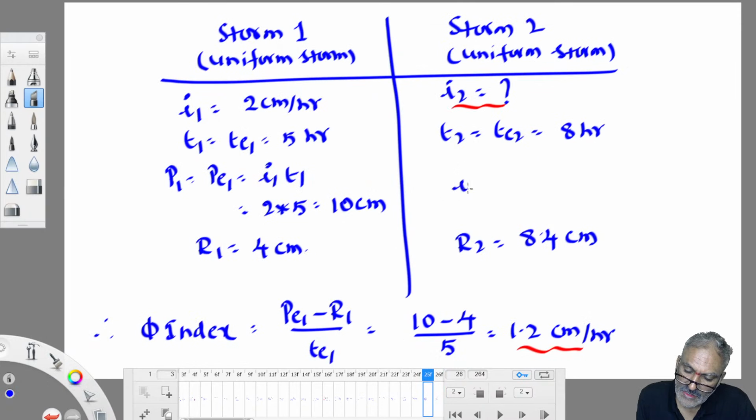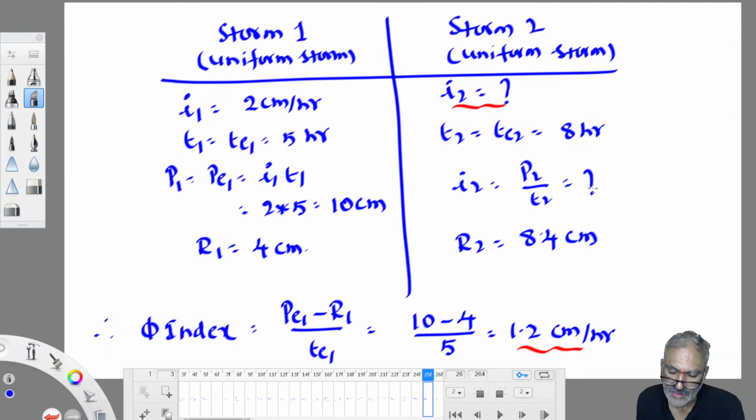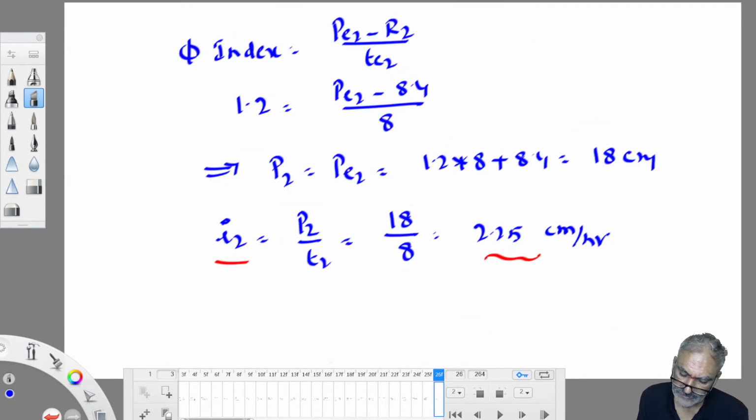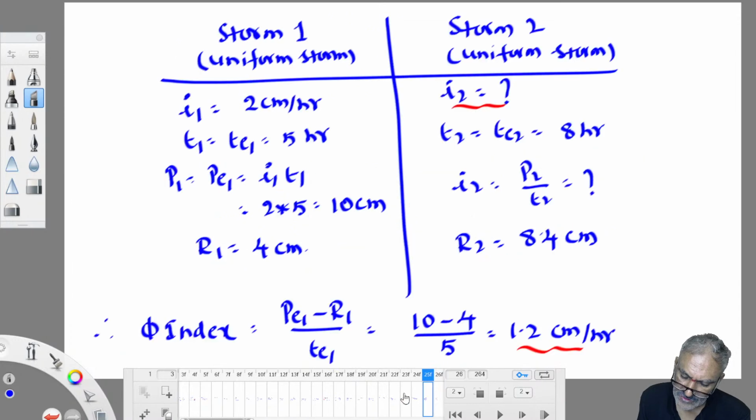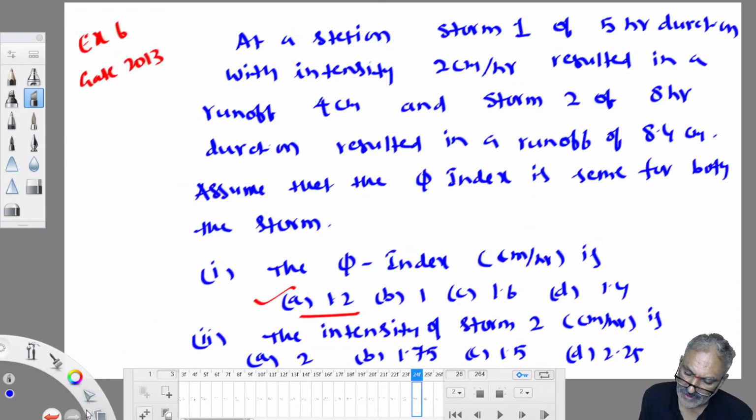So I2 is equal to what? P2 by T2. This is unknown, and you have to find it out because P2 is not given. So 2.25 centimeter per hour. So the answer is D.